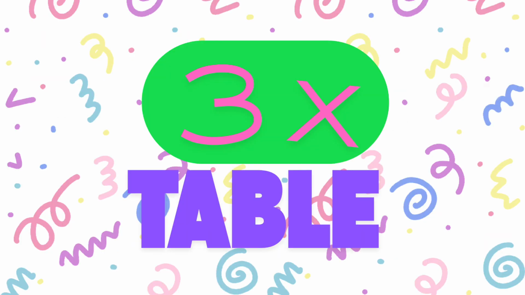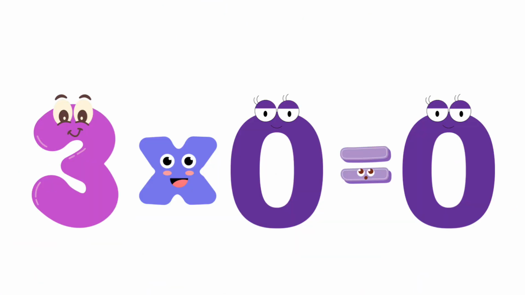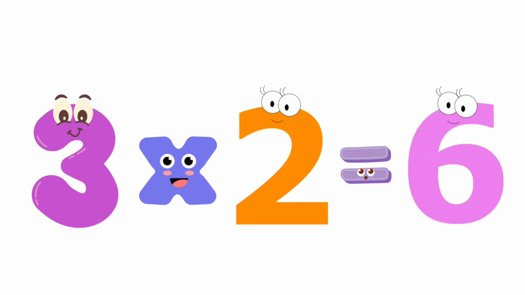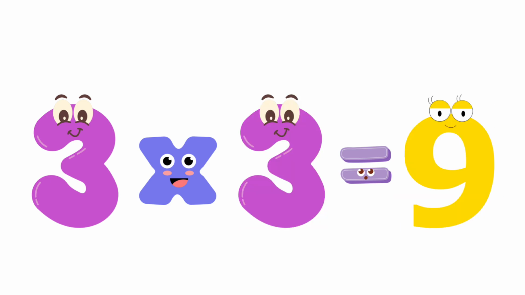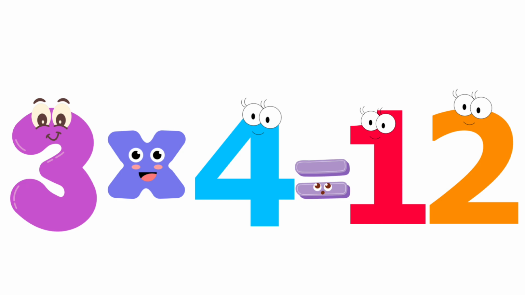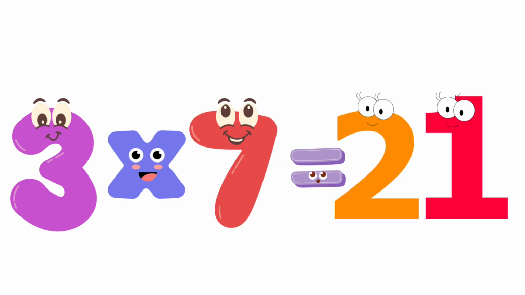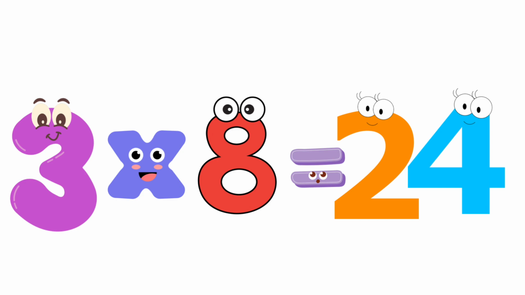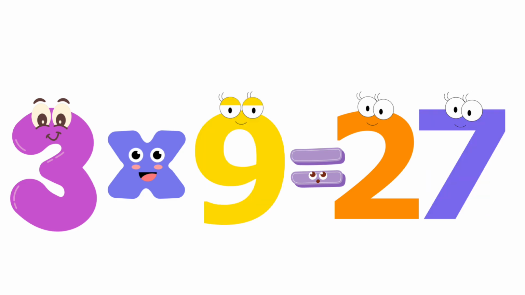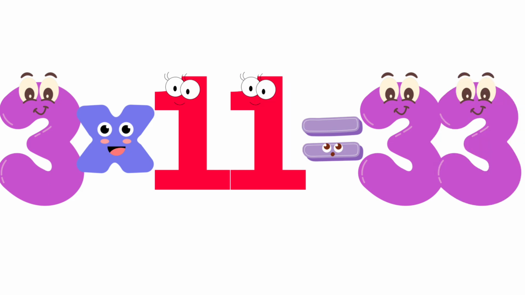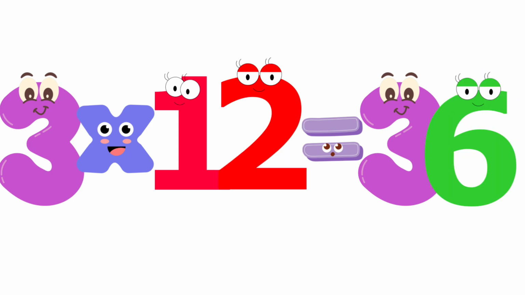Now, let me explain what each of the multiplications are, starting at 0. 3 times 0 is 0. 3 times 1 is 3. 3 times 2 is 6. 3 times 3 is 9. 3 times 4 is 12. 3 times 5 is 15. 3 times 6 is 18. 3 times 7 is 21. 3 times 8 is 24. 3 times 9 is 27. 3 times 10 is 30. 3 times 11 is 33. And 3 times 12 is 36.